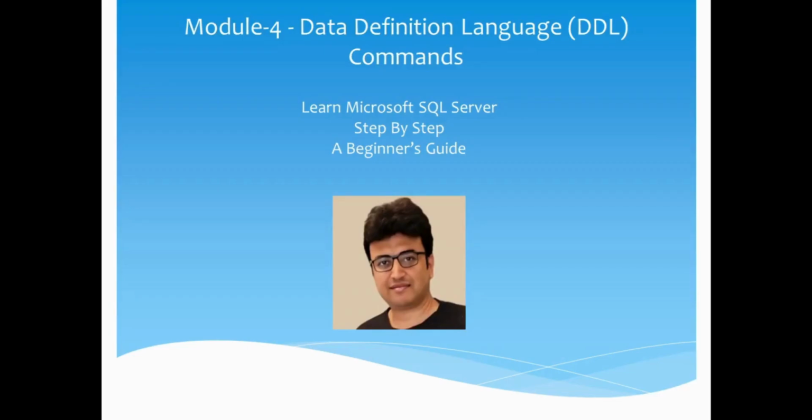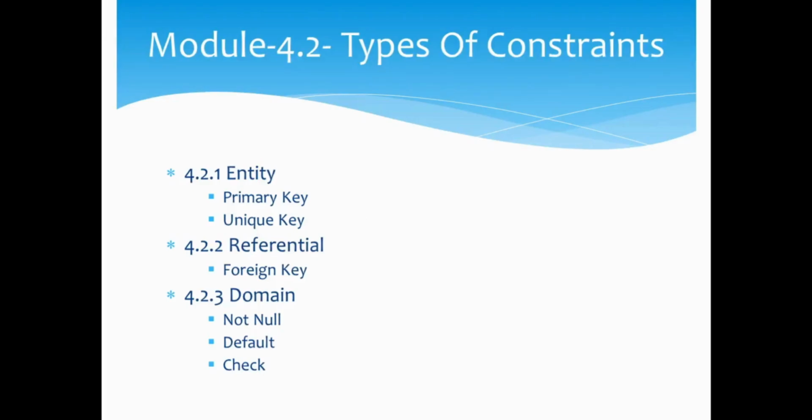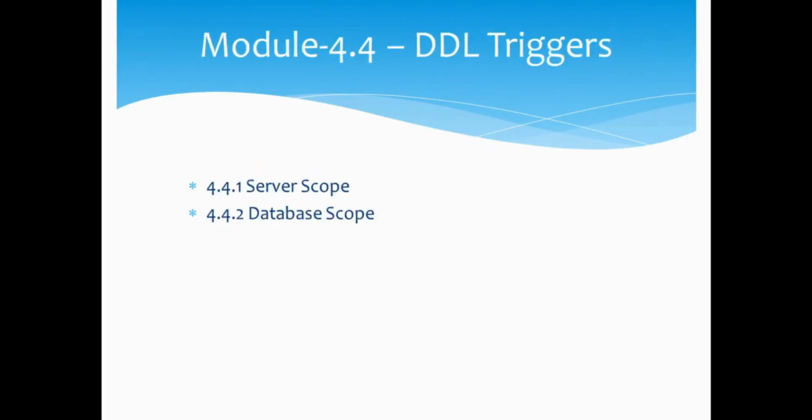Today we are going to cover module number 4.4, which is for DDL triggers, in which we will be covering 4.4.1, which is server scope, and then the second one is the database scope. So let's get started.